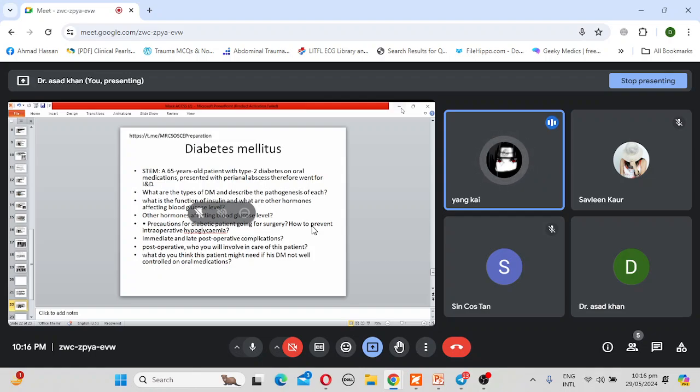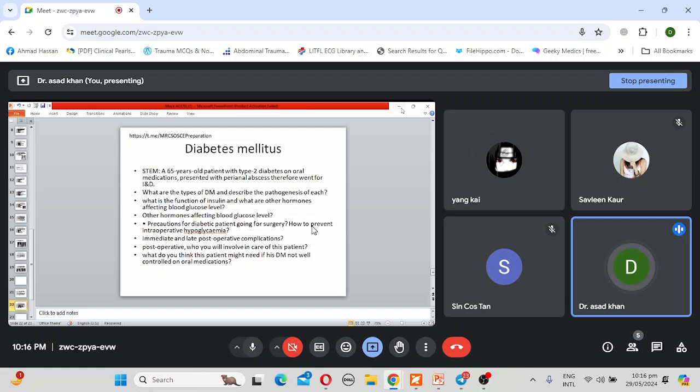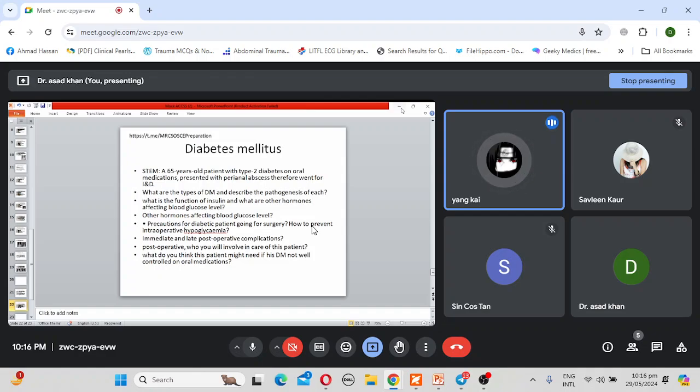Okay, a 65-year-old patient with type 2 diabetes on oral medications presented with a perianal abscess and therefore went for incision and drainage. What are the types of diabetes mellitus and describe the pathogenesis of each? There are basically two types of diabetes mellitus, type 1 and type 2. In type 1, there is autoimmune destruction of pancreatic beta cells, which leads to complete insulin deficiency.